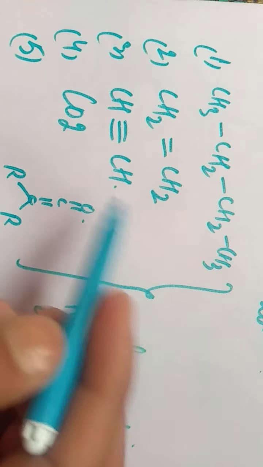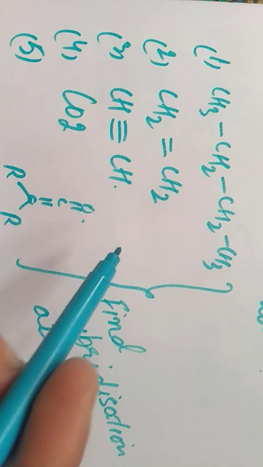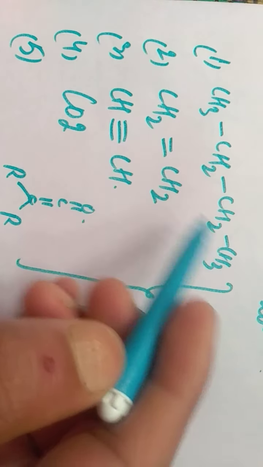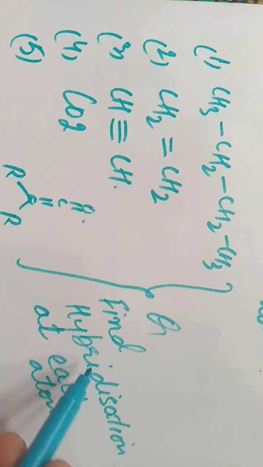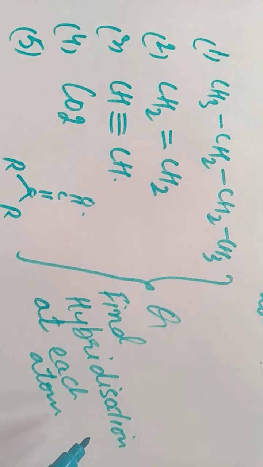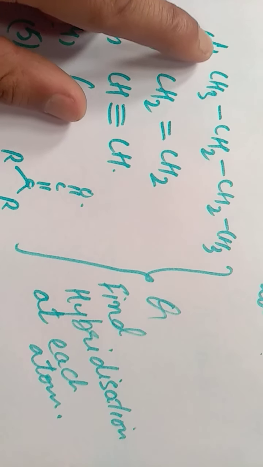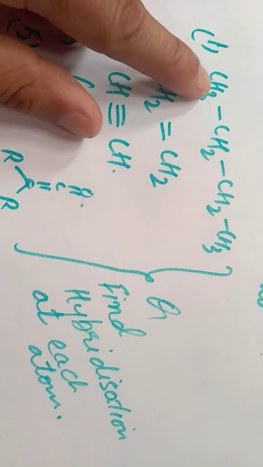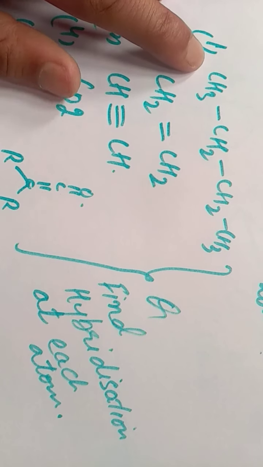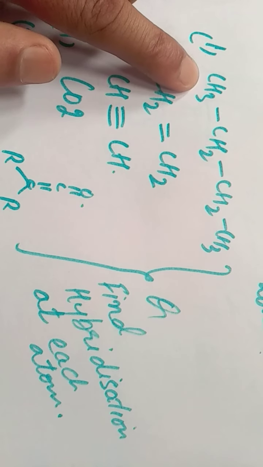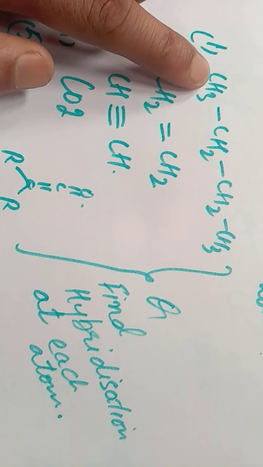These are some compounds and we have to decide hybridization at every atom, right? So the question is, find hybridization at each atom. Now we find hybridization in these compounds at each atom one by one. First example is butane, right? Now we find hybridization at every atom in butane.